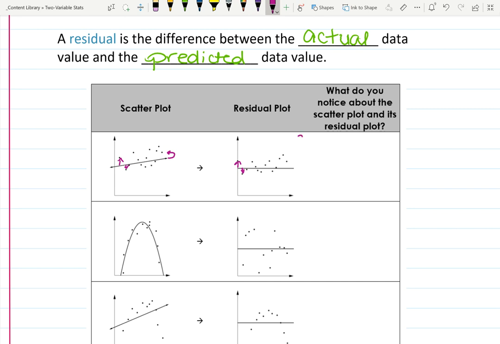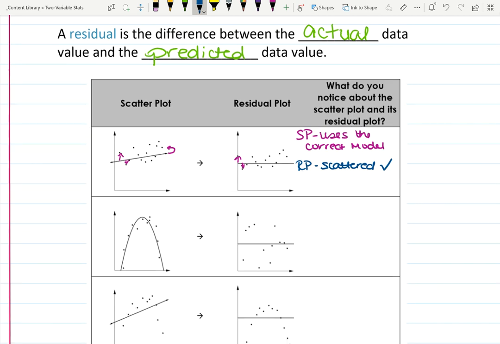So the scatter plot, I'm going to say it uses the correct model. Okay, this is definitely a linear trend. Now, maybe they should have bumped it up a little bit, but it does use the correct model. Now, what do we notice about our residual plot? Residual plot is scattered. Okay, we've got them above and below, so it's pretty good. Again, it could be a little bit better, but overall it's pretty good. We have points that are above and below.